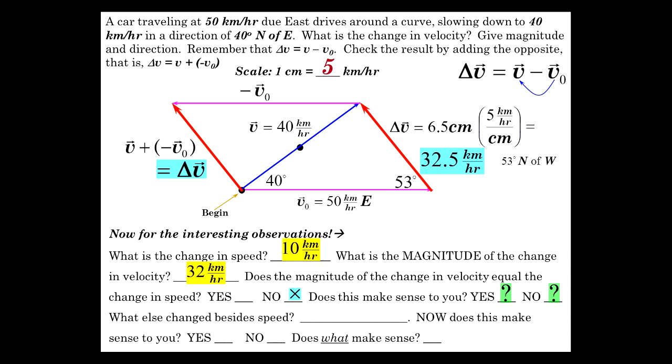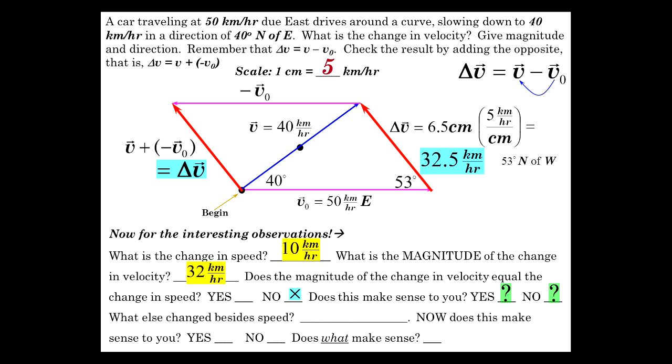Does that make sense to you? Well, think about it. Speed is the magnitude of velocity. I just made a statement. I wasn't tricking you. Speed is the magnitude of velocity. By definition. Okay, I don't see 10 and 32 being the same. The speed changed by this much, the magnitude of the velocity changed by that much. Those are not the same numbers. Doesn't it sound like they should be?